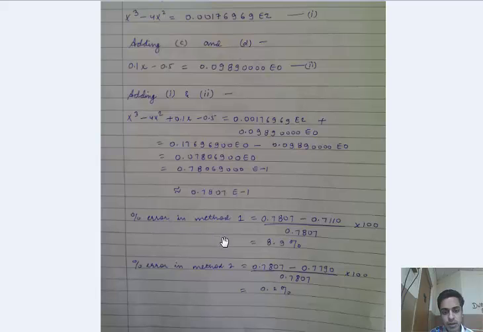Now percentage error in method 1 will be 0.7807 minus 0.7110 divided by 0.7807 into 100, that is equal to 8.9%. And percentage error in method 2 is 0.7807 minus 0.7790 divided by 0.7807 into 100, that is equal to 0.2%.